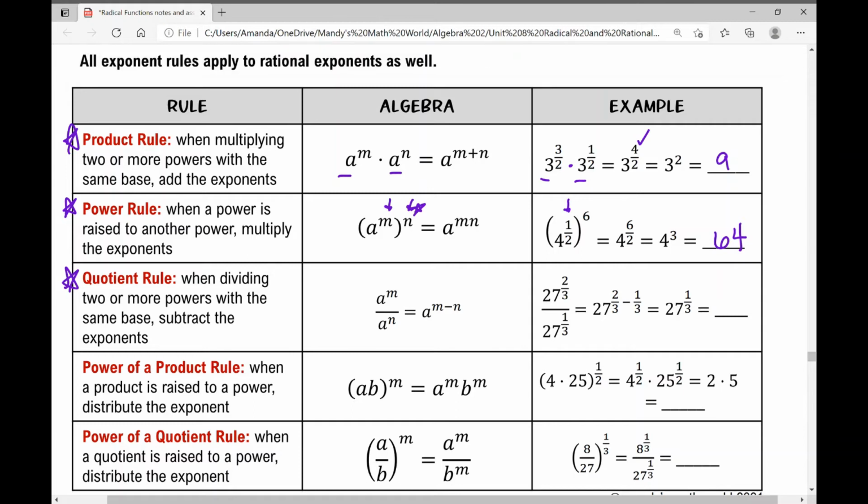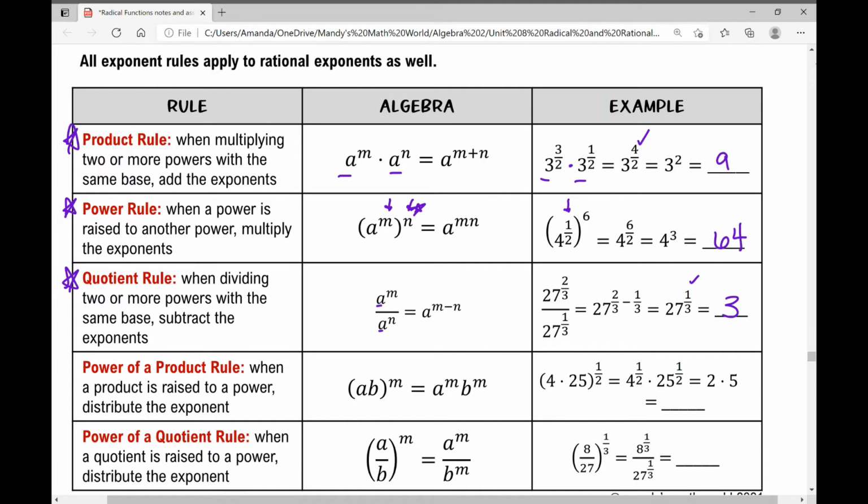Okay? So now let's move on to the next rule, the quotient rule. When you're dividing 2 or more powers with the same base, what can you do? Subtract your exponents. So in our example, we've got 27 to the power of 2/3 divided by 27 to the power of 1/3. What can I do? I can subtract my exponents. So 2/3 minus 1/3 is 1/3. 27 to the power of 1/3, that's just the cube root of 27, which is 3.